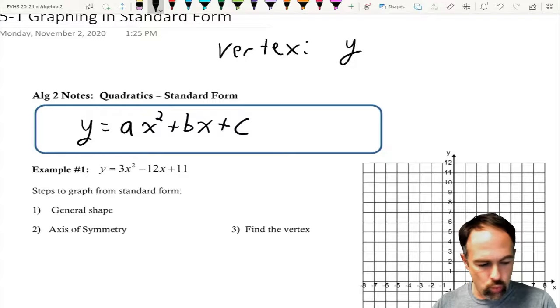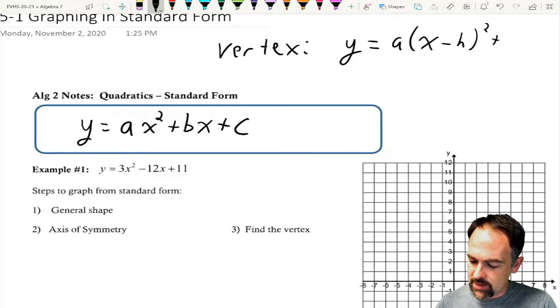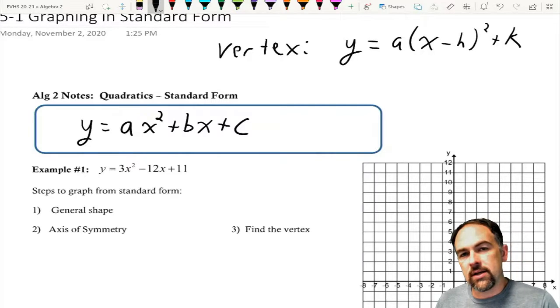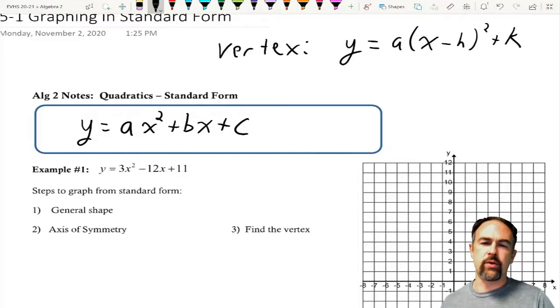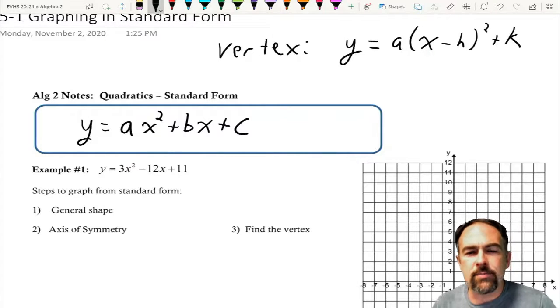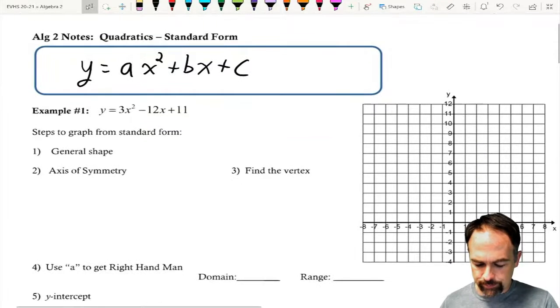And that is y equals a times (x minus h) squared plus k, which is very similar to what we did when we did transformations of functions. But that one will have different particular uses. But today we're doing things from standard form.